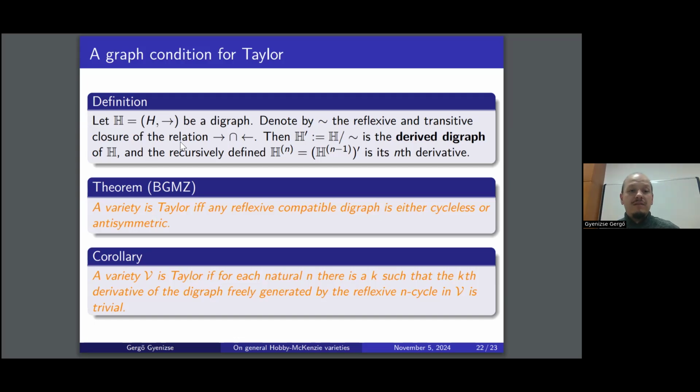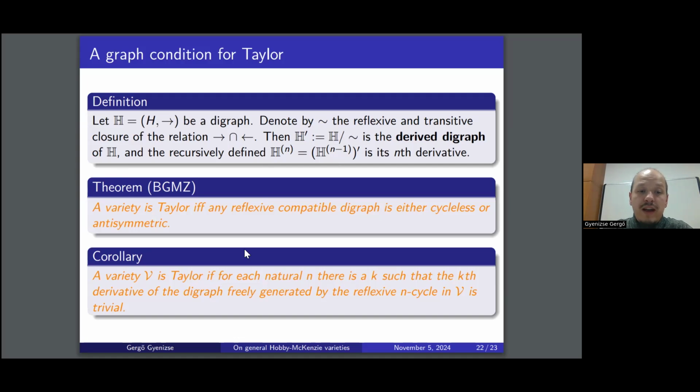So first, some terminology for graphs. Take a digraph H and factor it by the reflexive and transitive closure of the double edge relation. So we are calling this extreme connectivity. Two vertices of the digraph are extremely connected if we can connect them by double edges. We are factoring out with this equivalence, and we are calling the resulting graph the derived digraph of H. We don't actually usually do this; I just do this for this presentation. And we can recursively define the nth derivative.